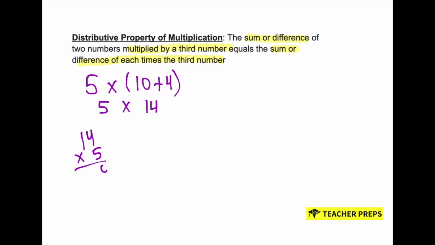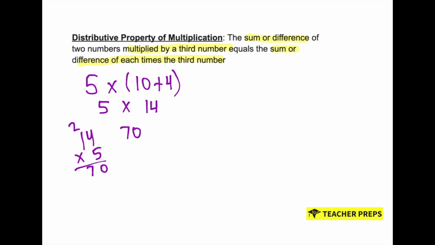The next property is the distributive property of multiplication. What this says is the sum or difference of 2 numbers multiplied by a third number equals the sum or difference of each number times the third. For example, we have 5 times the sum of 10 and 4. Order of operations tells us that we have to take 10 plus 4 first. That's 14. Then we need to take 5 times 14. When we multiply, we get 70.